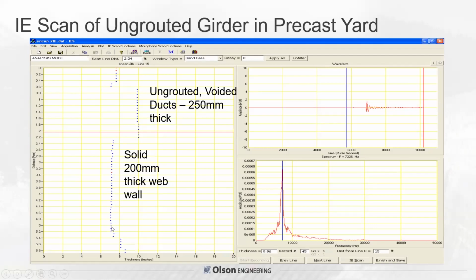The signature was it shifted from nominally 200 millimeters thick on the web wall, where this is 0 to 20 inches, scanning on the wall. In the ungrouted voided duct areas, it jumped up to 250 millimeters, 10 inches thick.